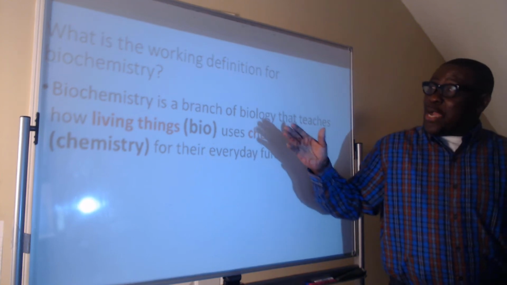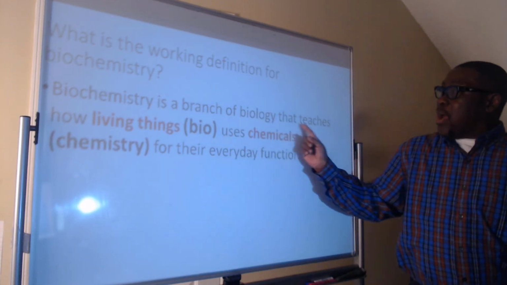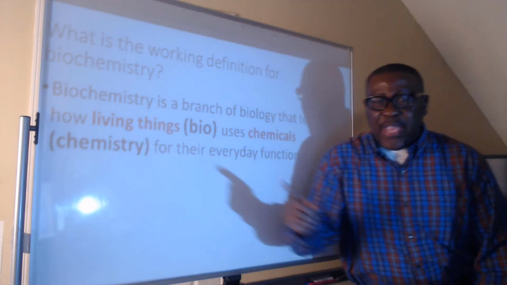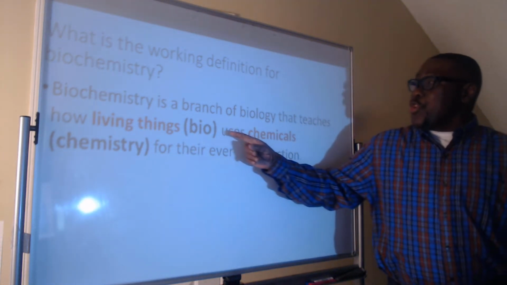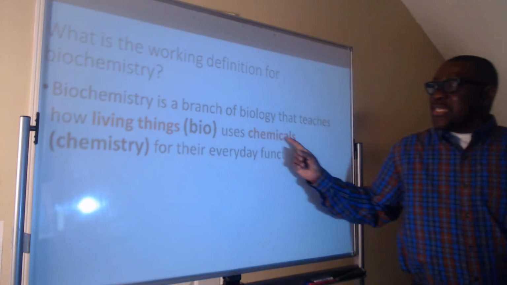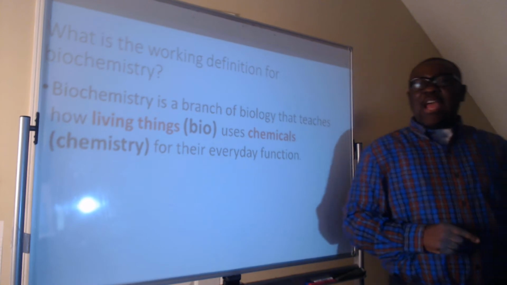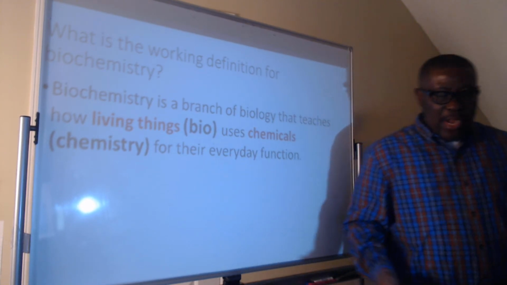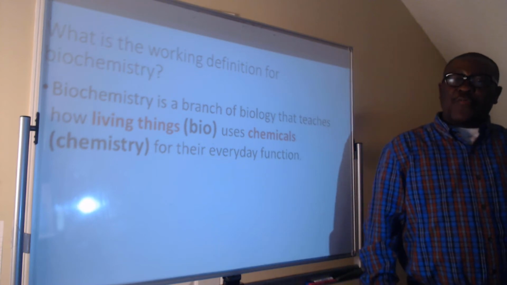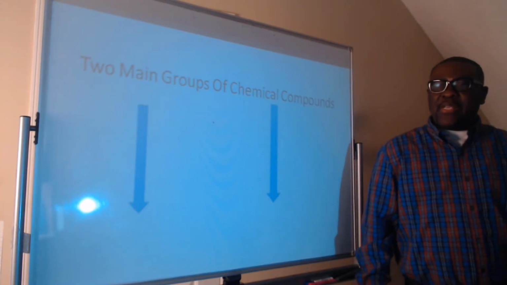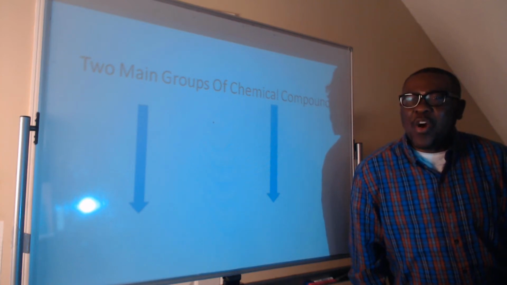So biochemistry is a branch of biology that teaches how living things use chemicals. How living things, bio, use chemicals for their what? For their everyday function. So that is biochemistry. All right. Now we know what the working definition for biochemistry is. The next question is, who are these chemical compounds?